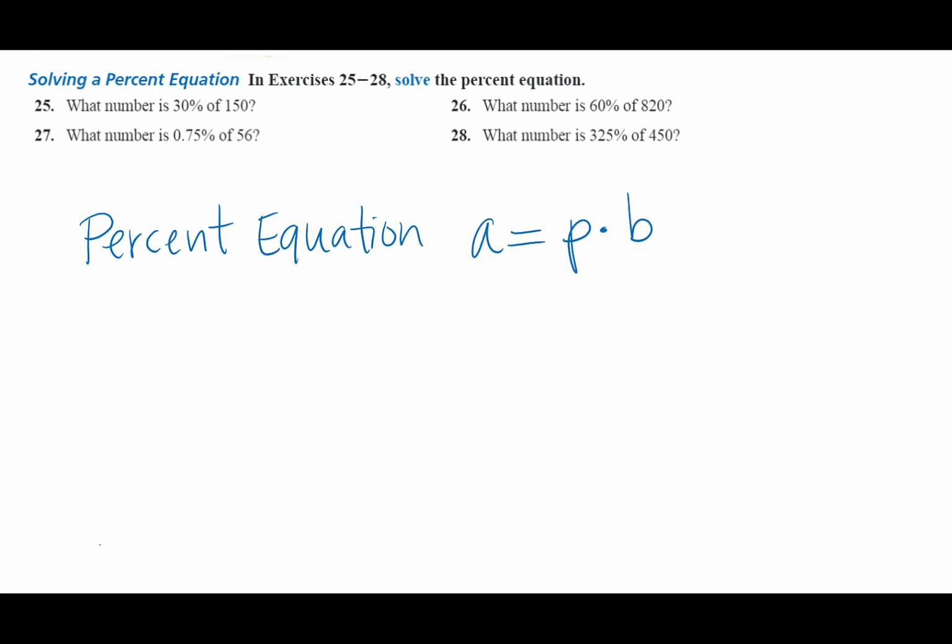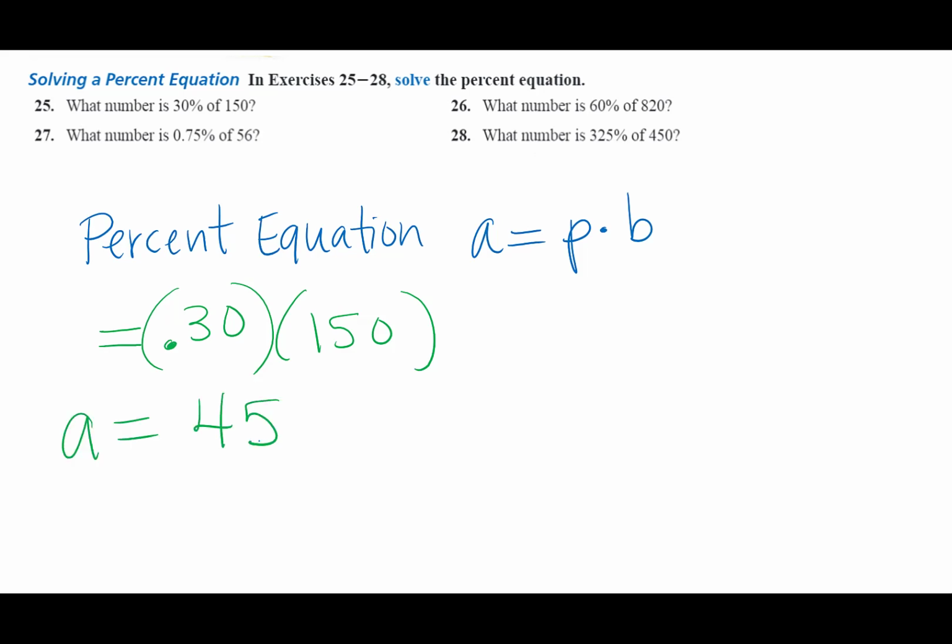Okay, so let's go back to 25. It says, what number is 30% of 150? So the percent equation is A equals PB. We know our P is percent. We're going to change that to a decimal. I'm going to go ahead and add parentheses around it. Parentheses also stands for multiplication. B is our total or our whole number, and this is 30% of 150. And so A is what we're looking for. So we'll multiply those two numbers together, and A equals 45.